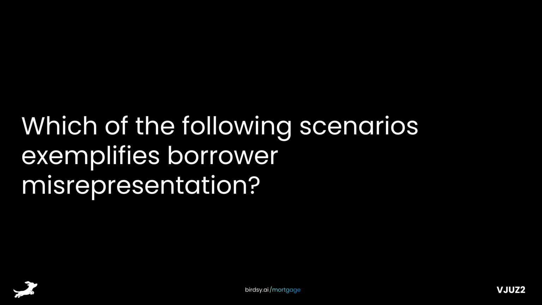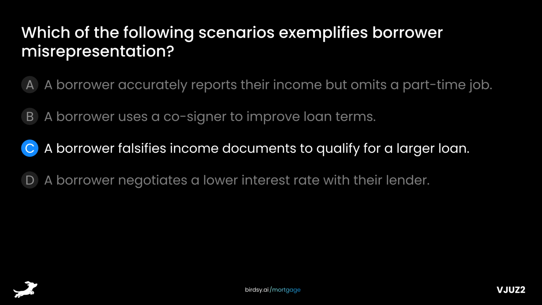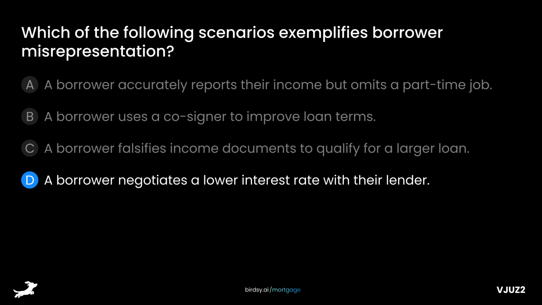Which of the following scenarios exemplifies borrower misrepresentation? Is it A, a borrower accurately reports their income but omits a part-time job? B, a borrower uses a cosigner to improve loan terms. C, a borrower falsifies income documents to qualify for a larger loan. Or D, a borrower negotiates a lower interest rate with their lender.